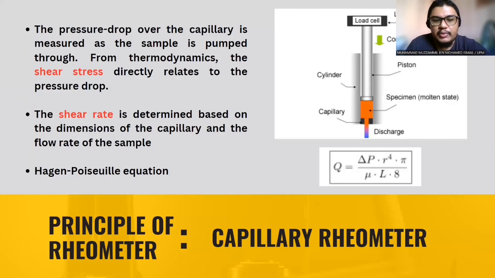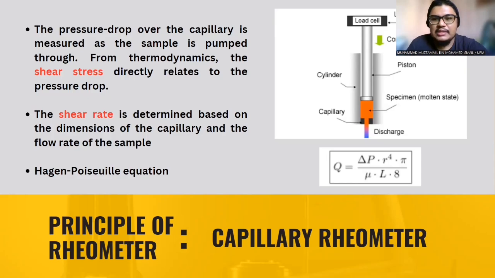Next, let's look at the principle of the capillary rheometer. The pressure drop over the capillary is measured as the sample is pumped through. From thermodynamics, the shear stress directly relates to the pressure drop. Then the shear rate is determined based on the dimensions of the capillary and the flow rate of the sample. As you can see in the picture, we have a cylindrical geometry, and at the end we have a capillary, which is a small opening where the material or fluid will be pumped out.